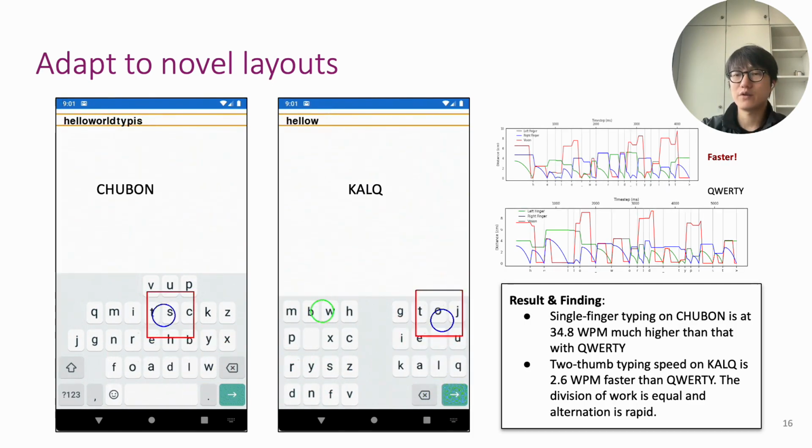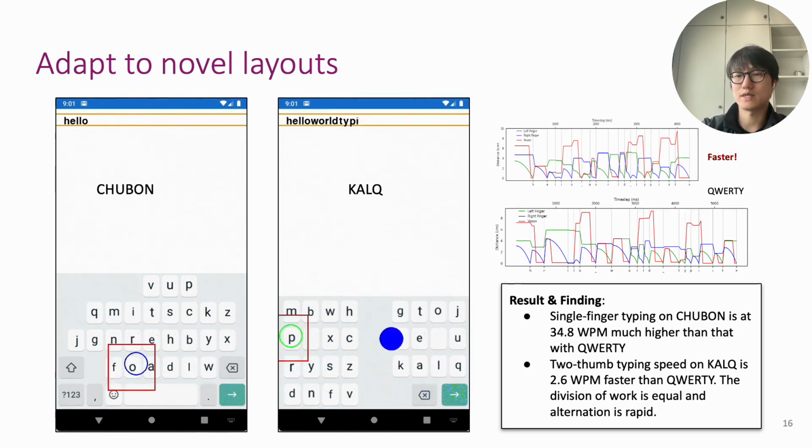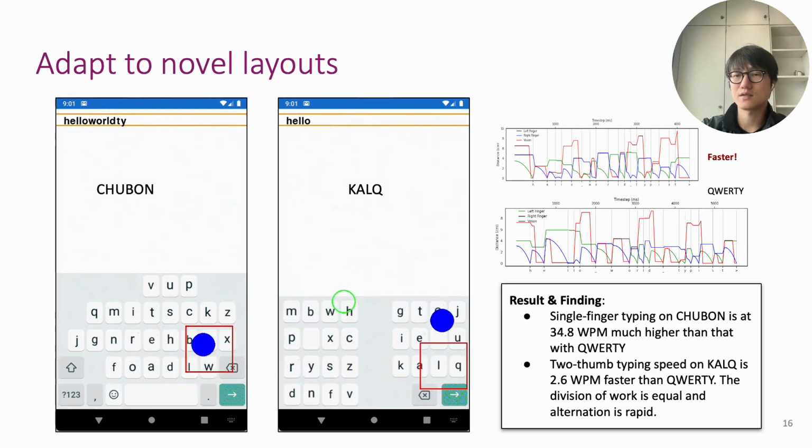In simulation of one-finger typing on Trubone, the typing speed of about 34.8 WPM is much higher than that with QWERTY keyboards. This is consistent with the empirical study.